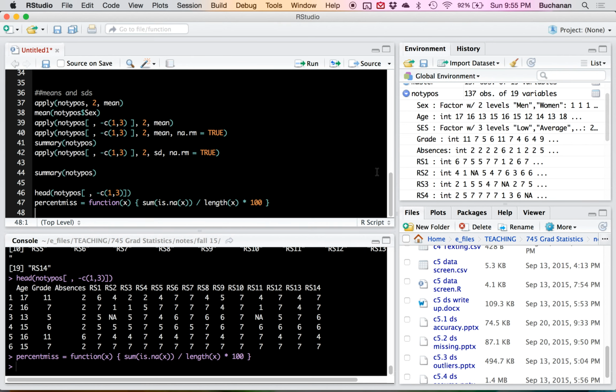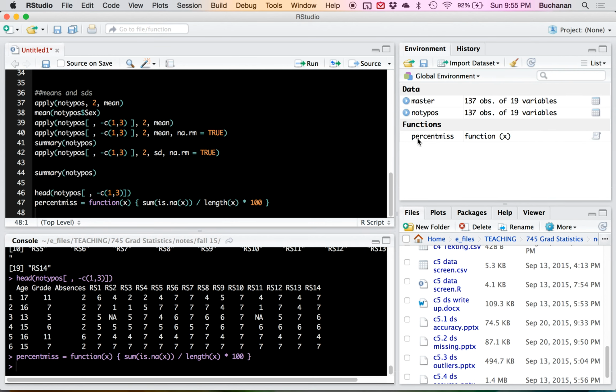Okay. So when I save that, it's going to come up over here as a function. And so that is our new function. The problem is that it doesn't save permanently. So anytime you want to use that function, you have to run it again.